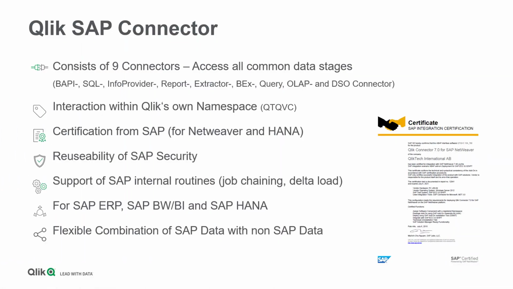The Qlik SAP Connector provides you with a set of 9 SAP certified connectors to digest data in Qlik Sense from all default SAP interfaces, regardless if you run SAP ERP, BW or HANA. In addition to the actual data extraction, the product also supports the transfer of SAP security definitions and can consider SAP internal routines. And as Qlik Sense is by default capable of consolidating data from different sources, SAP data can, of course, be combined with non-SAP data.